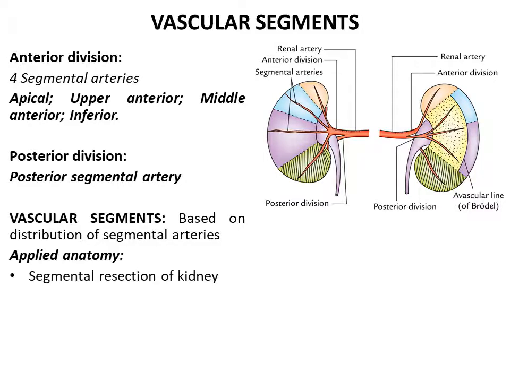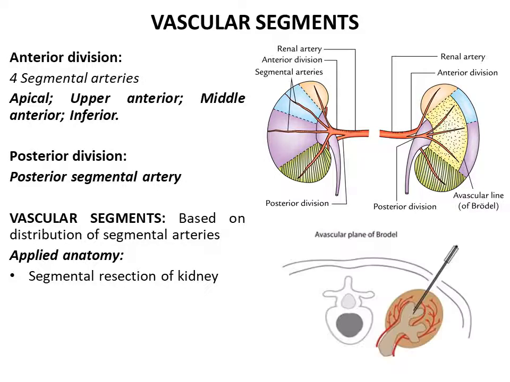The segmental resection of the kidney is possible if the disease is localized to one or more segments, especially the inferior segment. The junction between the anterior and posterior divisions lies along a line at the junction of the medial 2/3 and lateral 1/3 on the posterior surface of the kidney.